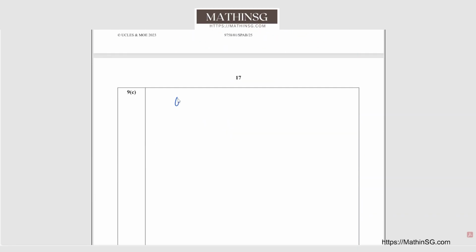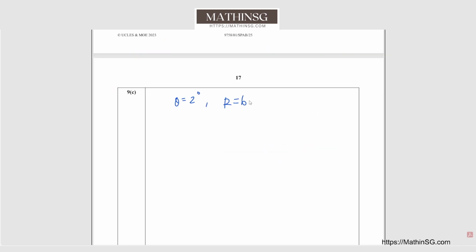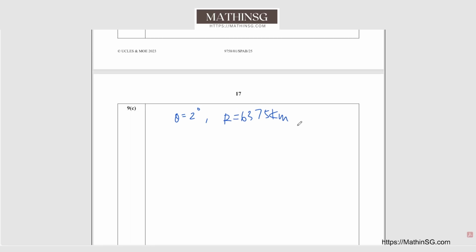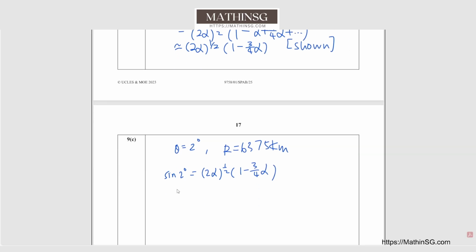So we are given that theta equals 2 degrees, and then our R is equal to 6375 kilometers. So we need to find what is alpha first, right? And we will use this because they only need an approximate value. So we know that sine 2 theta is equal to 2 alpha to the power of half, 1 minus 3/4 alpha. So just use your GC. Don't try to solve it yourself. You'll just need an approximate value.